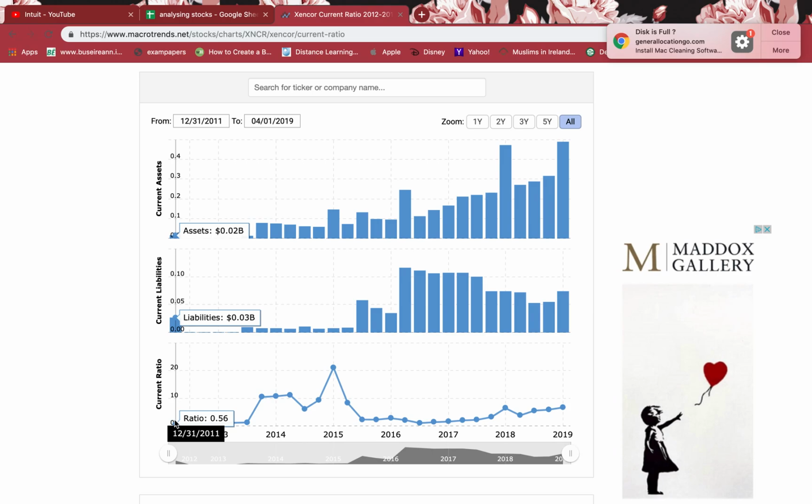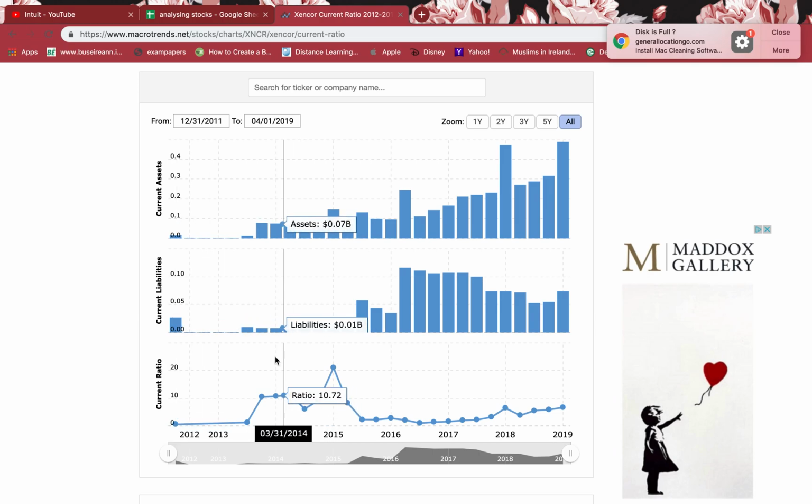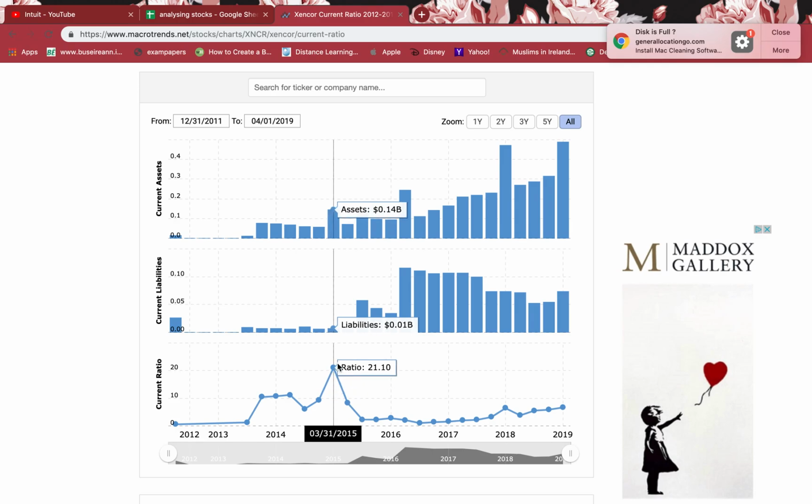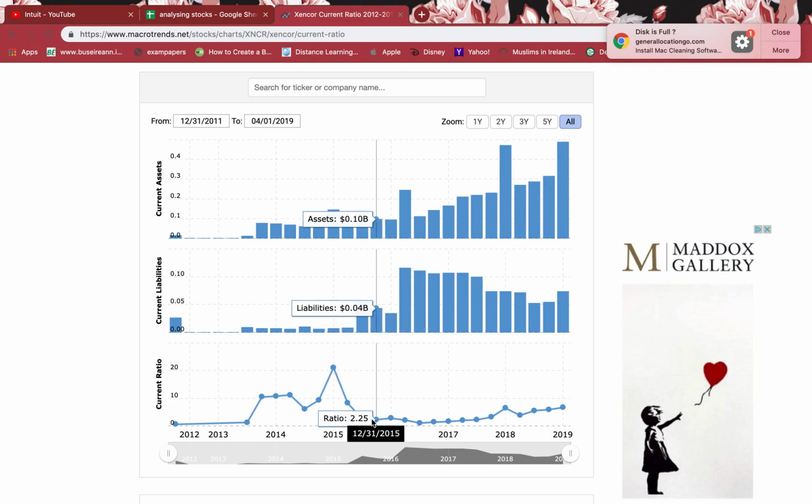Okay, in 2011 it was 0.56, which means that the liabilities were more than the assets, so it was very not secure to buy this. There was no margin of safety. You can have a look that the liabilities were 0.03 but assets were 0.02, so assets were less than liabilities, which is scary. But overall, I think it has been 1 just once.